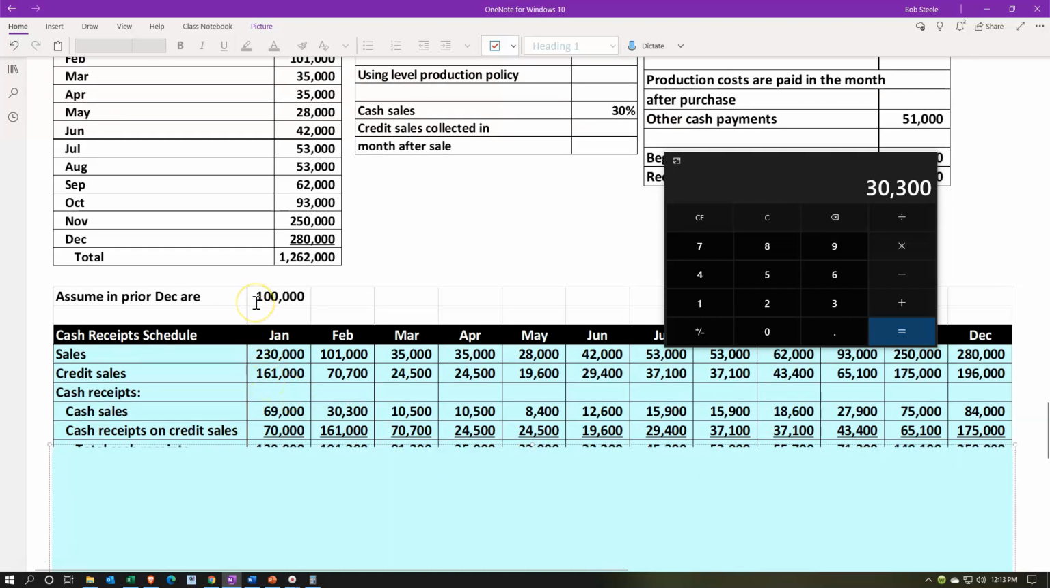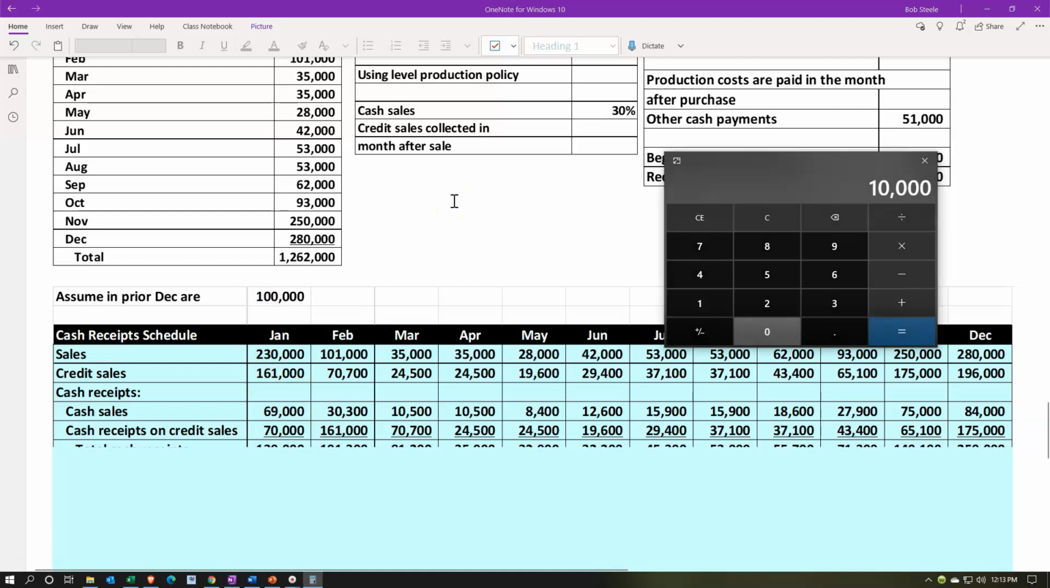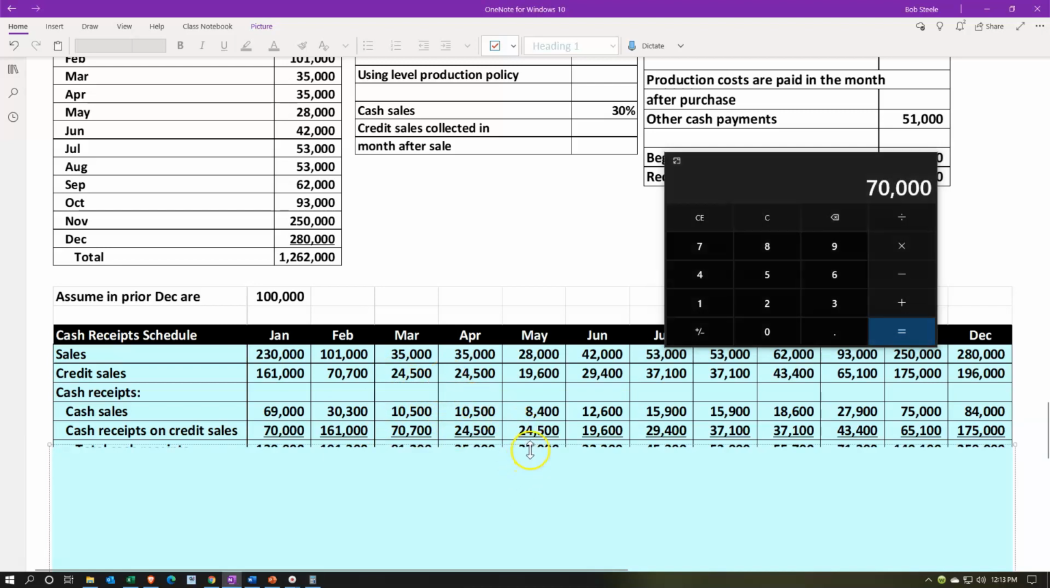So we had sales in December last year of 100,000. The 100,000 last year times the credit sales portion, which was 0.7 of it, is what's going to be received in the current year. And then we just get this staggering effect across, right? The January sales that were credit sales are going to be collected in February. The February sales that were credit sales will be collected in March. The March sales that were credit sales will be collected in April. The April sales that were credit sales will be collected in May, and so on and so forth.